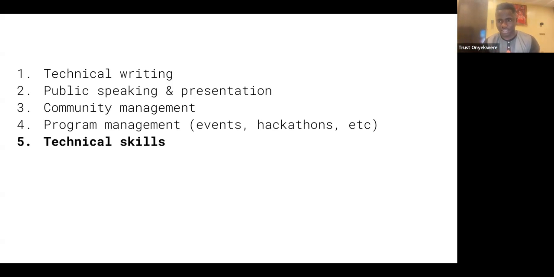The fifth is technical skills. Why it is bolded is because there is a controversial conversation where they say, before you become a developer marketing manager, you must know how to code, or you must come from a coding background. You must be a former developer before you do this, or you must plan to be a coder. So there are different views, right? You don't necessarily need to know how to code. You just need to understand how the technical space works.